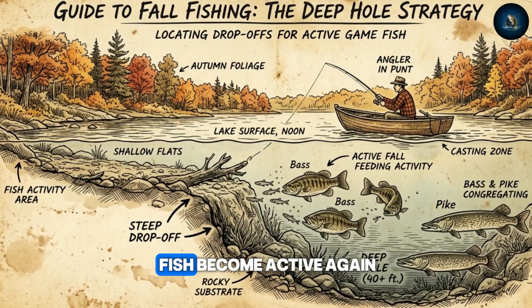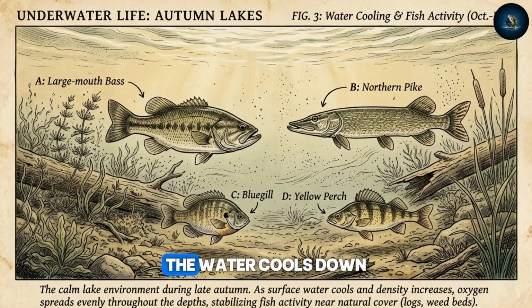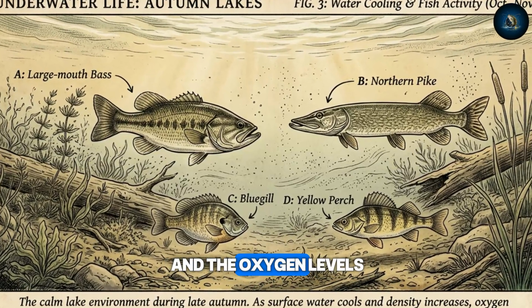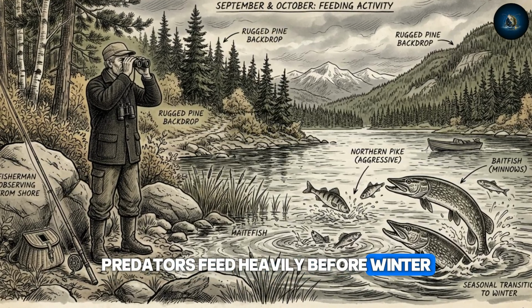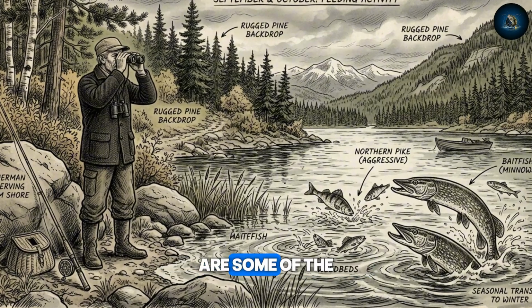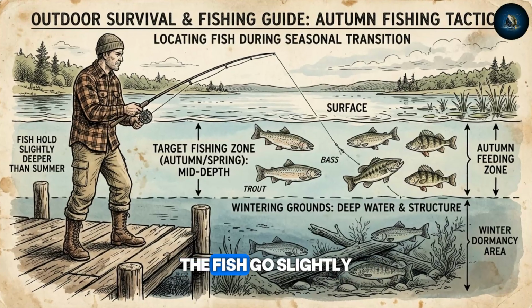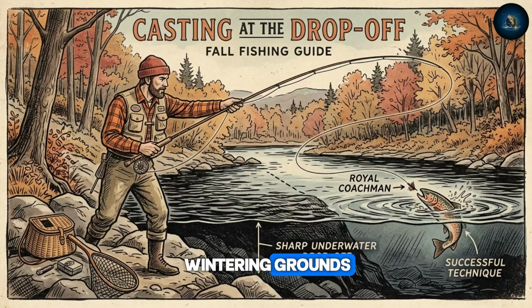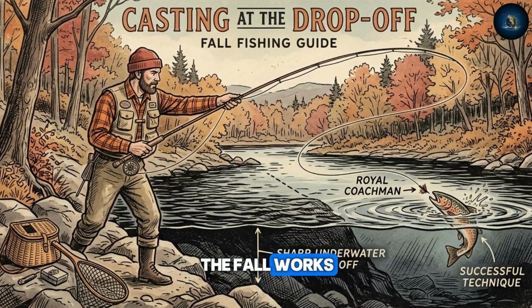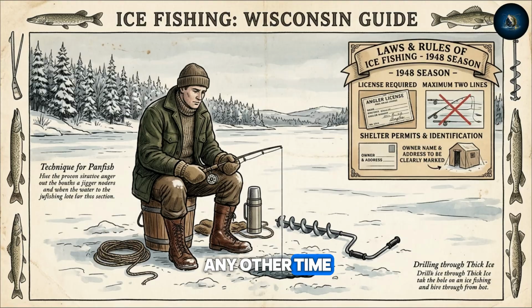In the fall, the fish become active again. The water cools down, and the oxygen levels even out. Predators feed heavily before winter. September and October are some of the best months on the lake. The fish go slightly deeper than in the summer, but not yet to wintering grounds. The drop-off in the fall works perhaps better than at any other time.